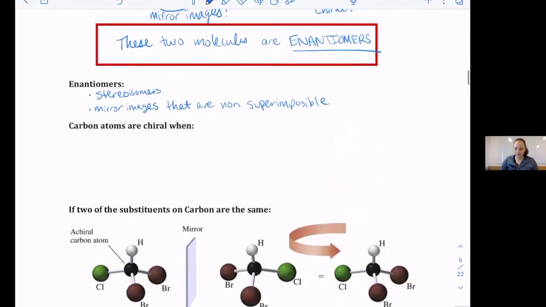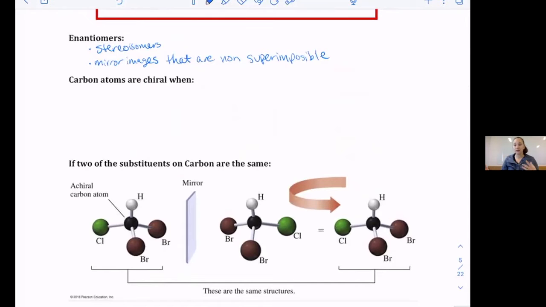So the main thing to look for when you're talking about enantiomers is whether the molecule is chiral. A chiral molecule is going to have an enantiomer. You can draw the enantiomer of a chiral molecule. So now we're looking into how we find if a molecule is chiral or not. And that is when the carbon is bonded to four different atoms or groups. This is really important, four different atoms or groups.